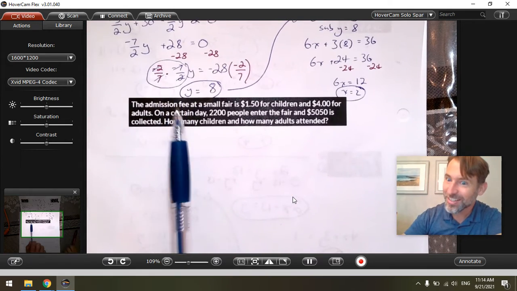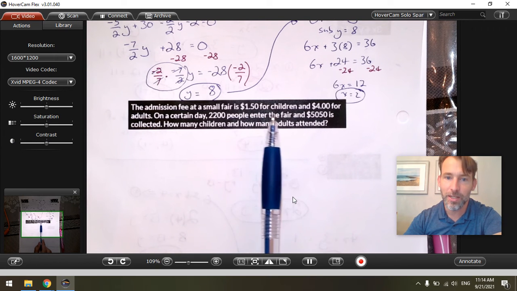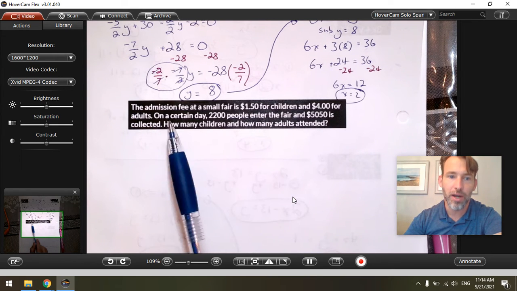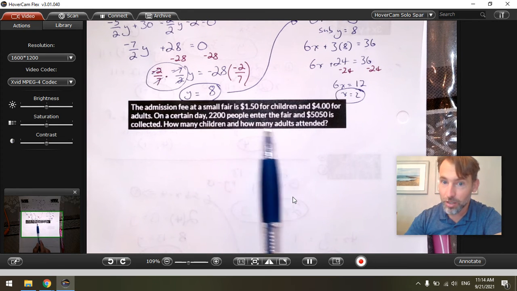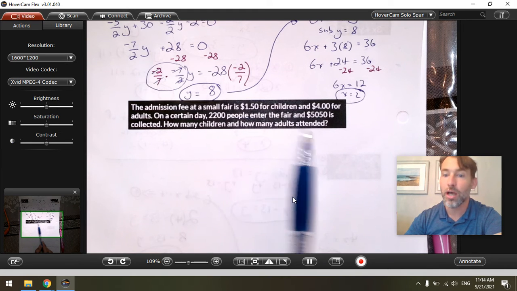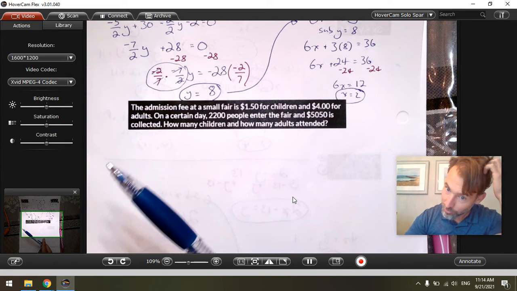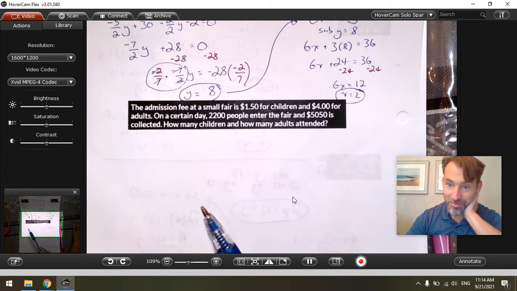Let's go on with an example. The admission fee at a small fair is $1.50 for children and $4 for adults. On a certain day, 2,200 people enter and $5,050 is collected. So we want to know how many children and how many adults came. We don't know the numbers of how many children and how many adults came. So we better have some let statements.